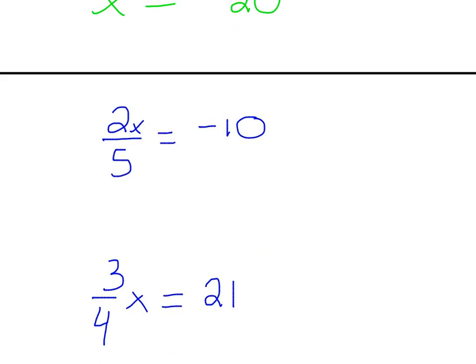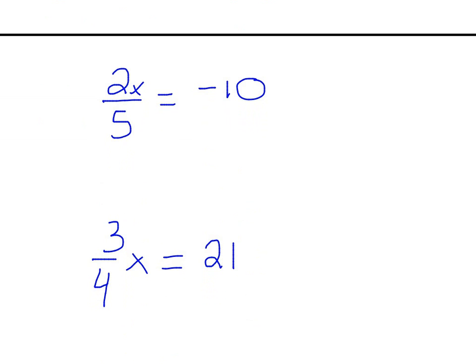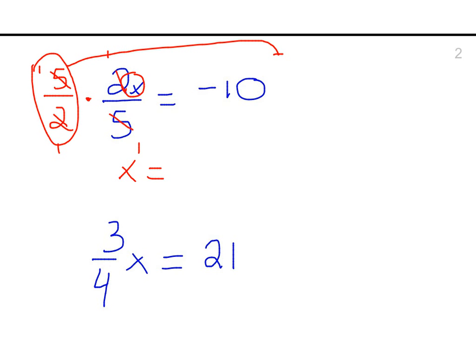Looking at the next example, 2x over 5 equals negative 10. This time we're going to go ahead and use the reciprocal of 2 over 5 and multiply by 5 over 2. That allows us to cancel our numbers. That's 1, that's 1, that's 1, and that's 1, and it leaves our x all by itself, which is again what we're trying to do, isolating that variable. And since we multiplied this side by 5 over 2, we need to come over here and do it to this side. So I'm going to write times 5 over 2.